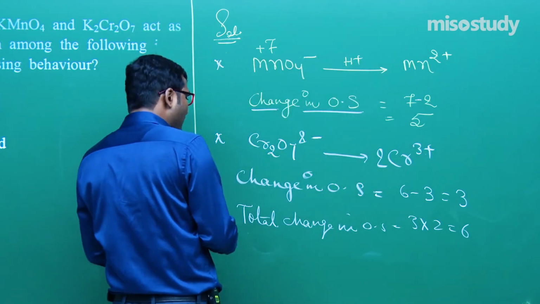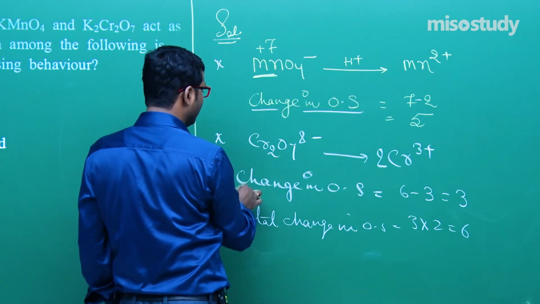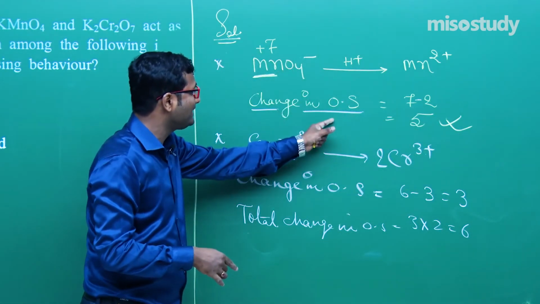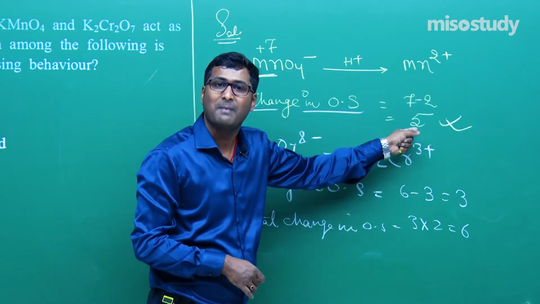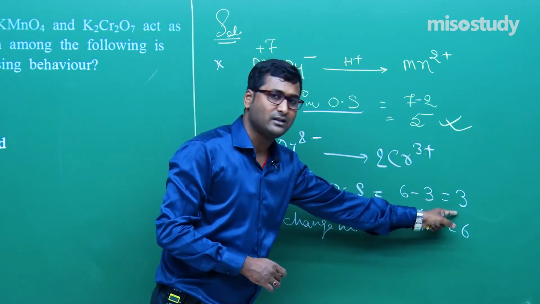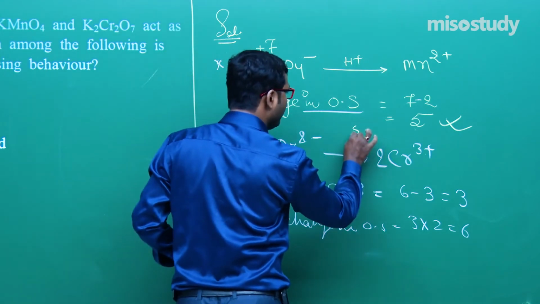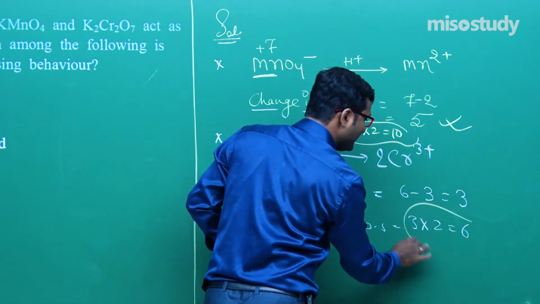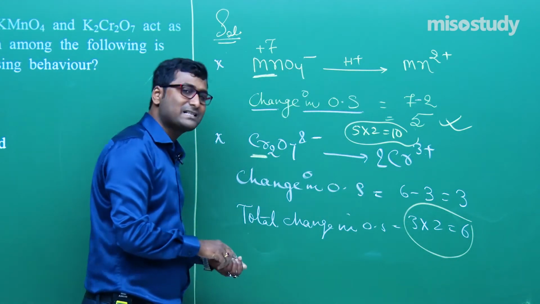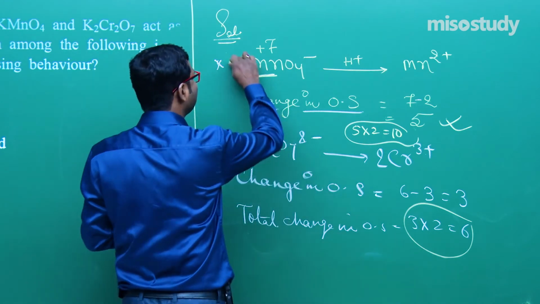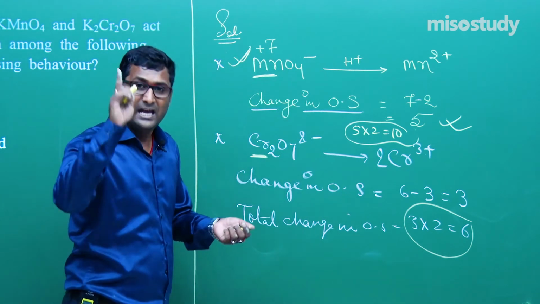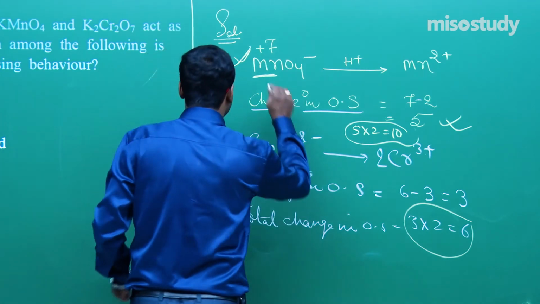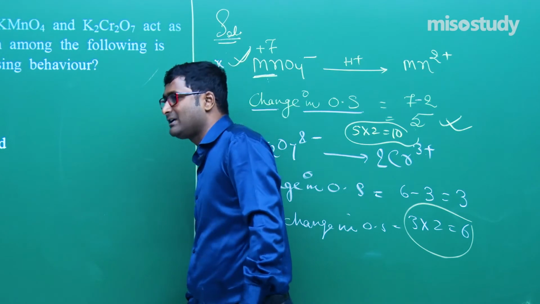If I consider one molecule of Mn and one molecule of Cr, we find that the change in oxidation state in the case of KMnO4 is maximum: 5, versus only 3. If I compare the totals, it will be 5 into 2. If I take 2 molecules, here it is 10 and here only 6. So the maximum change in oxidation state is in the case of MnO4 minus. If there is a maximum change in oxidation state, we say it will have more oxidizing behavior.